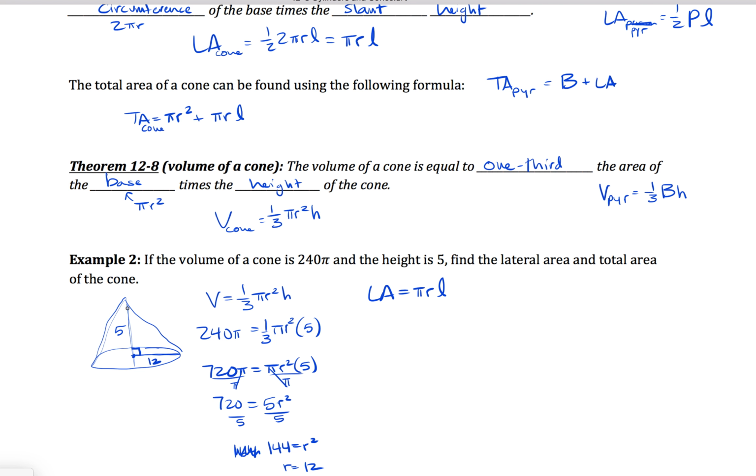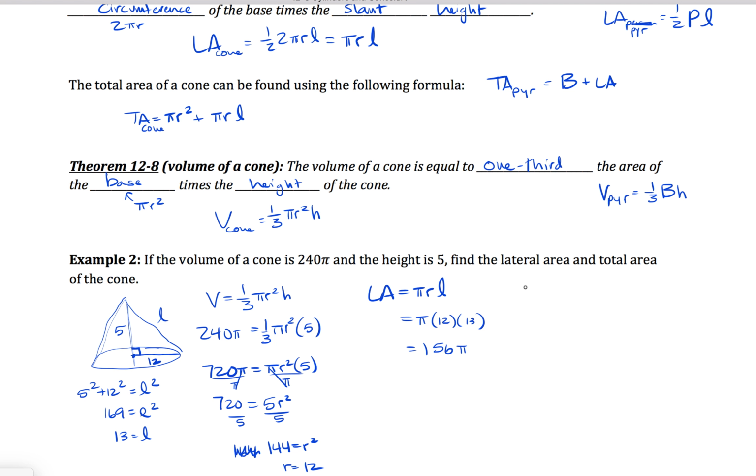But if I look over here, I have a right triangle that has legs of 5 and 12. And so if I want to find that slant height, I can go 5 squared plus 12 squared equals L squared. And you might be recognizing this as a Pythagorean triple. What I'm going to end up with is 169 is L squared. So 13 is my slant height. So now I can find the lateral area by doing pi times a radius of 12 times a slant height of 13.